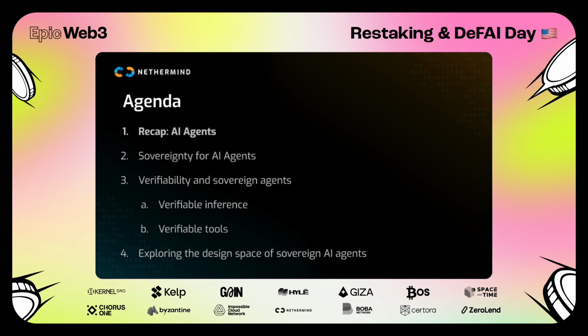So we start with a recap. Then we'll talk about the concept of sovereignty, which you may have heard with other words such as autonomous AI agents, sovereign AI agents. We're all hinting at the same thing. Then we'll talk about the concept of verifiability, which is where restaking comes into the picture, and how it interacts or empowers or allows the construction of sovereign agents. Last but not least, we will discuss some of our future research work we at Nethermind are interested in undertaking with regards to exploring the design space of sovereign AI agents. So without further ado, let's get on with it.